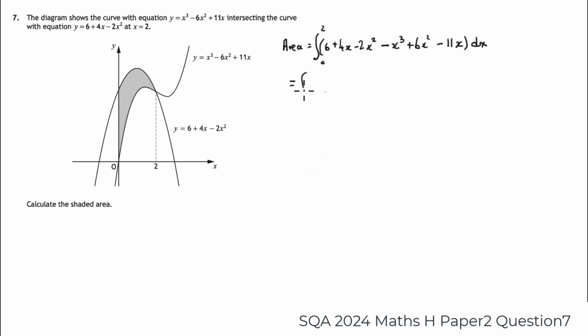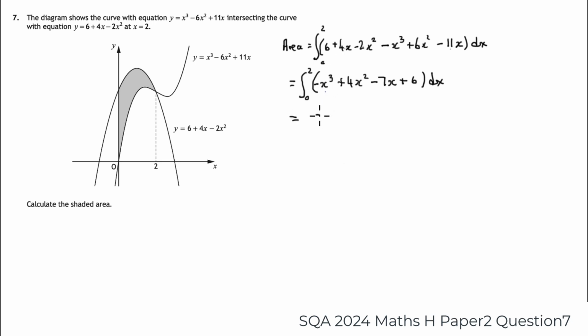So let's simplify before we do any integration. So it's from 0 to 2. Let's look at the x cubed terms. There's only one of them. There's a negative x cubed. X squared terms, minus 2 plus 6 is 4. X terms, 4 of them, minus 11 of them. That's minus 7x. Constants, there's a 6. So that's what we integrate. So let's do that integration now.